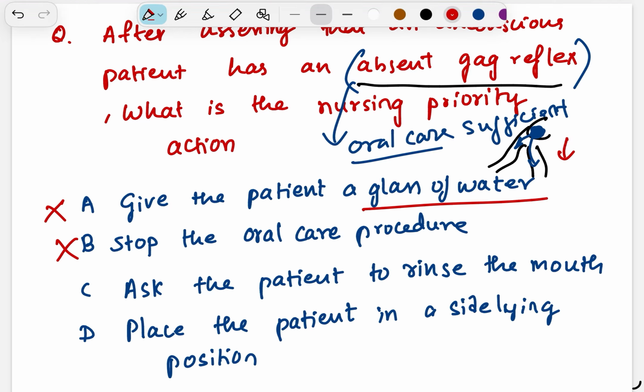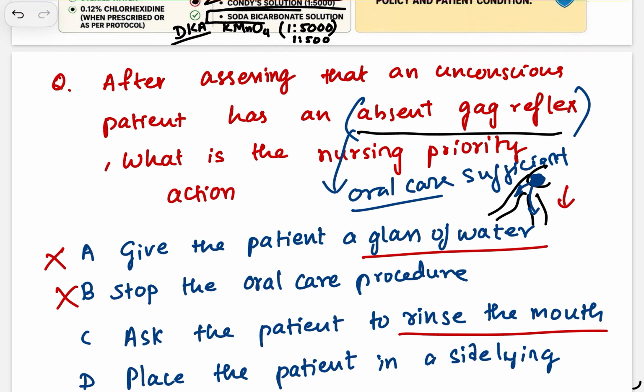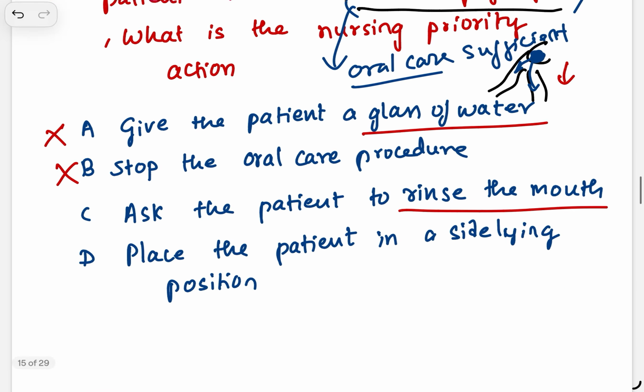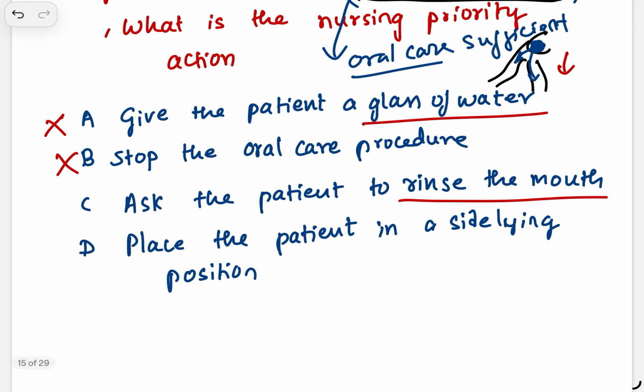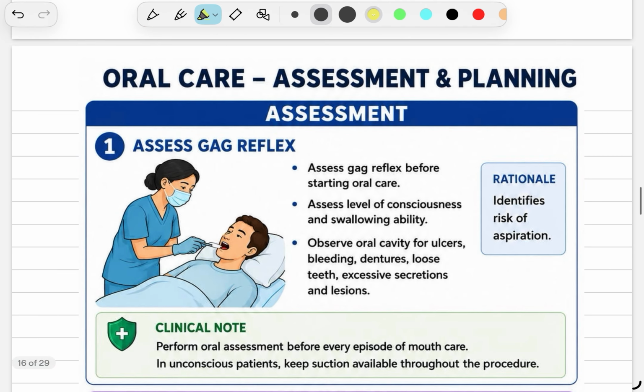D. Here it clearly says to rinse the mouth. He can't rinse either. Why? Because he is unconscious, right? If he is unconscious, you can't make him rinse the mouth, right? So option D is the right answer. Option D is the right answer. So we will see oral care.